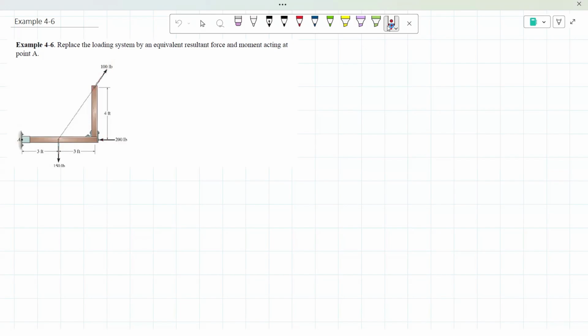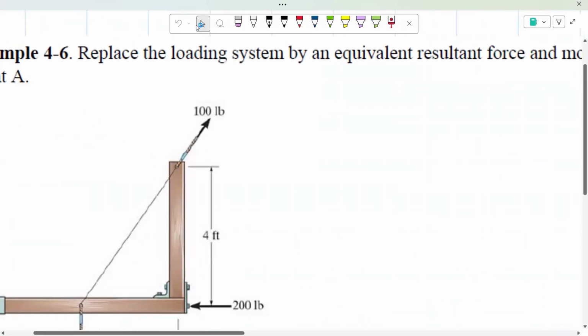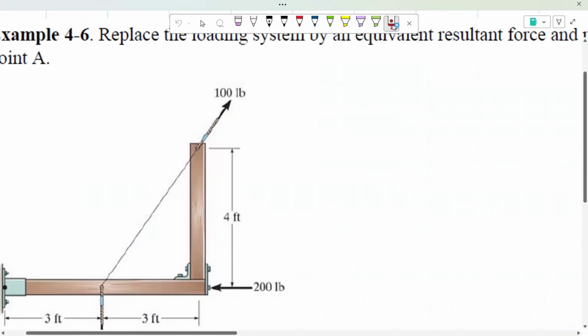So to start off this problem, the first thing that I'm going to do is take this force of 100 pounds. And as you can see, it's diagonal. So we're going to first split that up into its horizontal and vertical forces.